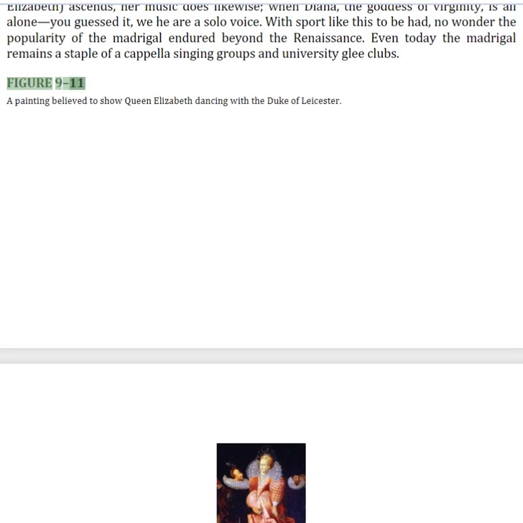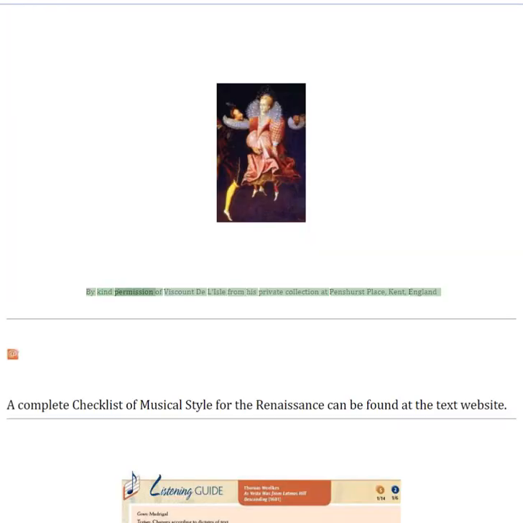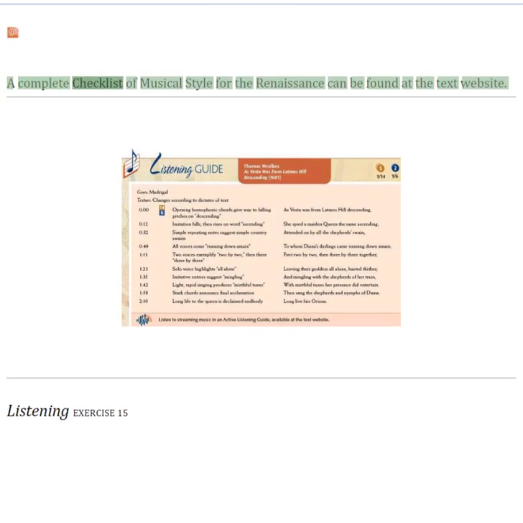Figure 9.11. A painting believed to show Queen Elizabeth dancing with the Duke of Leicester. By kind permission of Viscount de Lisle from his private collection at Penshurst Place, Kent, England. A complete checklist of musical style for the Renaissance can be found at the text website.